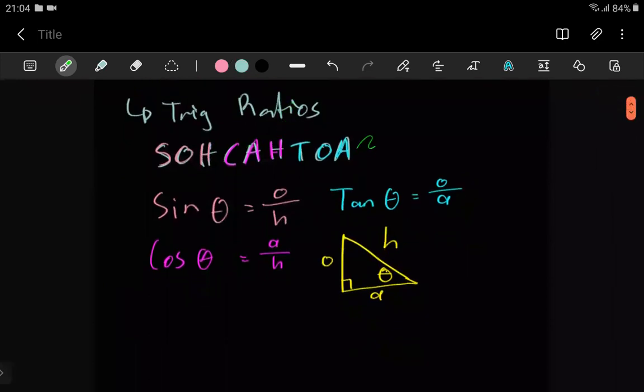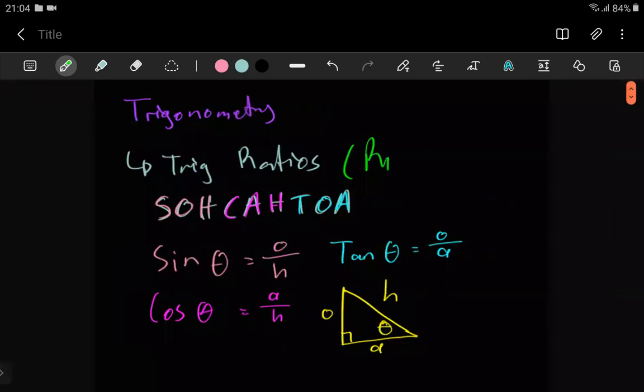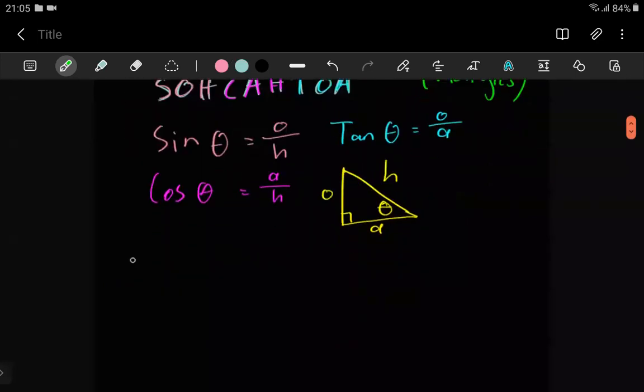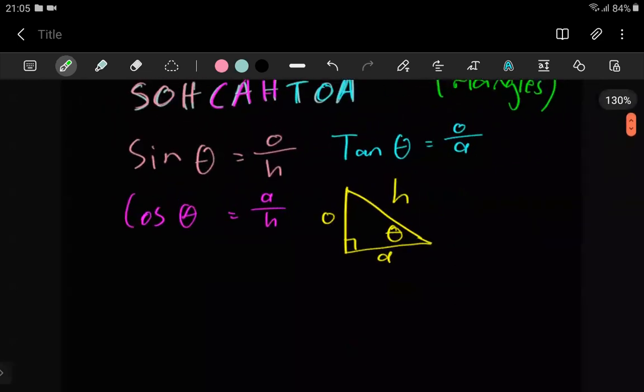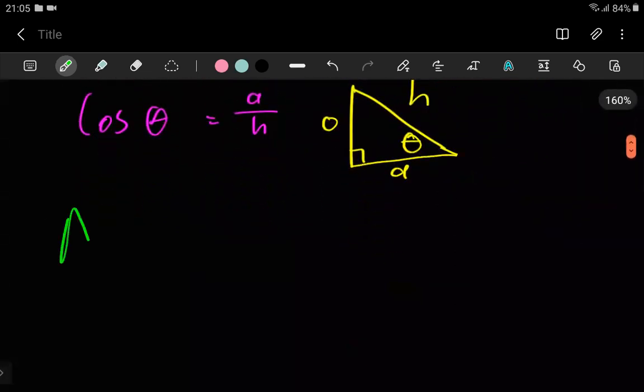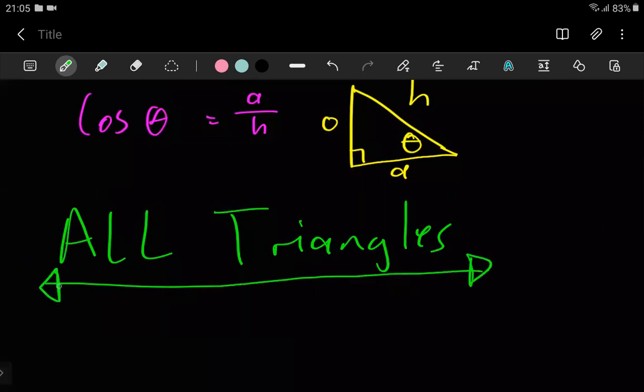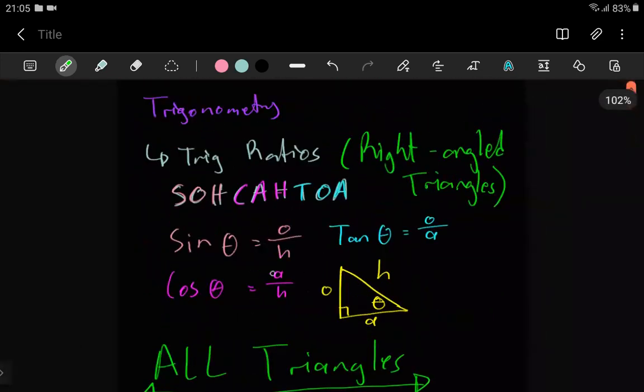Now, obviously, these trig ratios are limited to right-angled triangles only. If your triangle is not a right-angled triangle, then you cannot use the trig ratios. So in a situation where you don't have right-angled triangles, let's say all triangles, in a situation where you have all kinds of triangles, including right-angled triangles, there are formulas that will help you work stuff out, because remember, these formulas help you work out an angle or different sides.